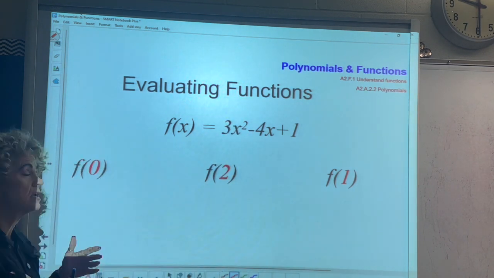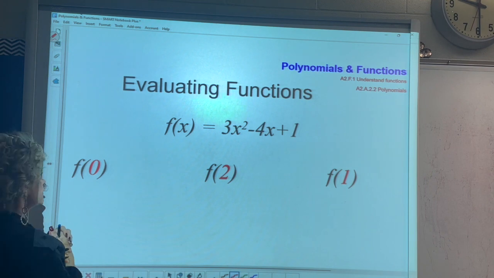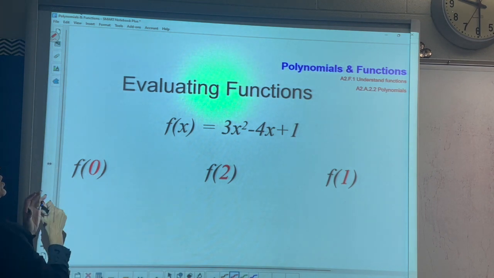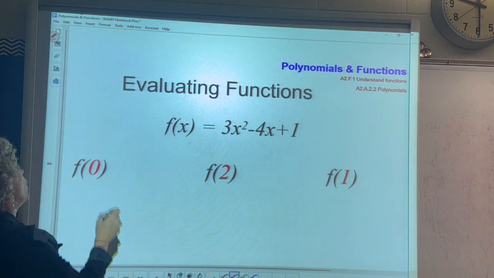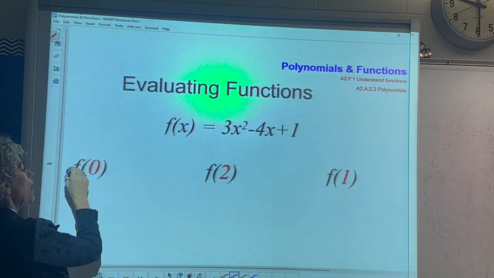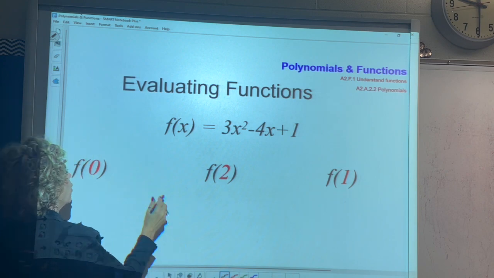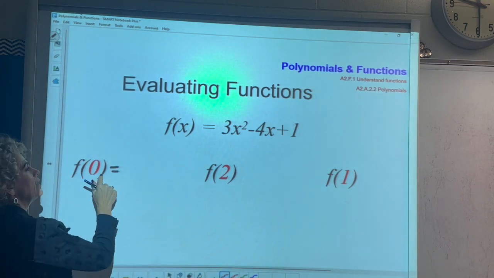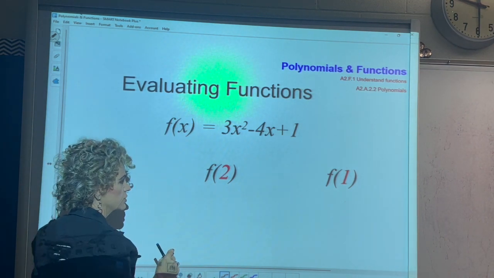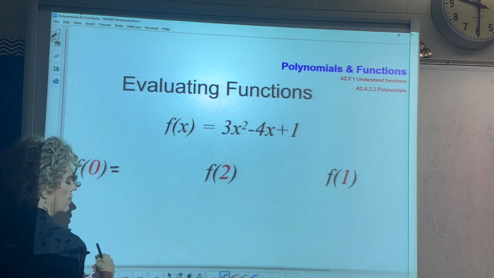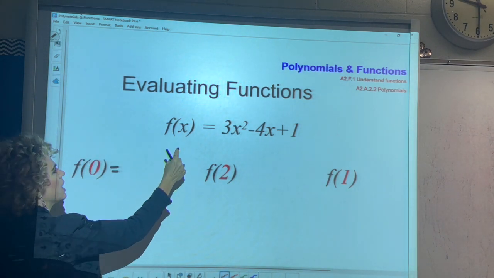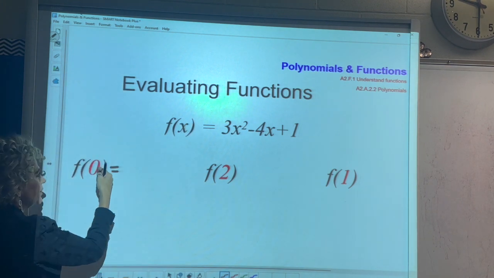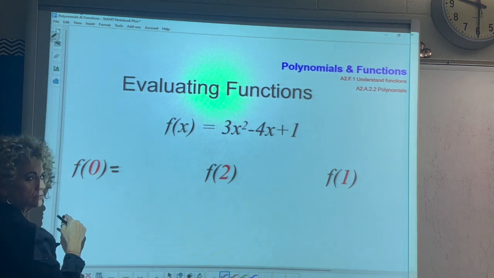Now, I've already got some pre-designated values. We want f of 0. What does that mean? That means we want to know what our output will be when we put 0 into that function. Now, I color-coded it. You know I'm all about color-coding. So I'm supposed to put in a 0, and notice, we replaced x with 0, okay?